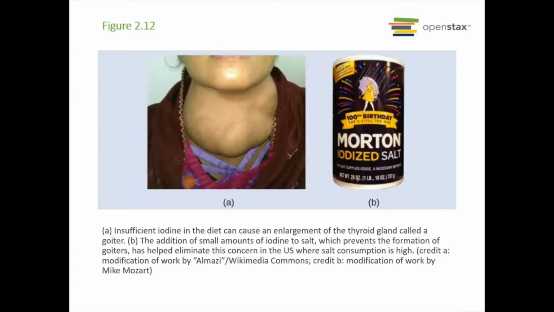Okay, an example of how trace amounts of elements can make a big difference in our health: iodine. Most of our salt is iodized salt. You want to make sure that you're not just using pink Himalayan salt or black salt or whatever. You want to have some iodized salt in your diet, because you need it for your thyroid, otherwise the thyroid gland can enlarge, and this is called a goiter. A little bit of iodine keeps this from happening.